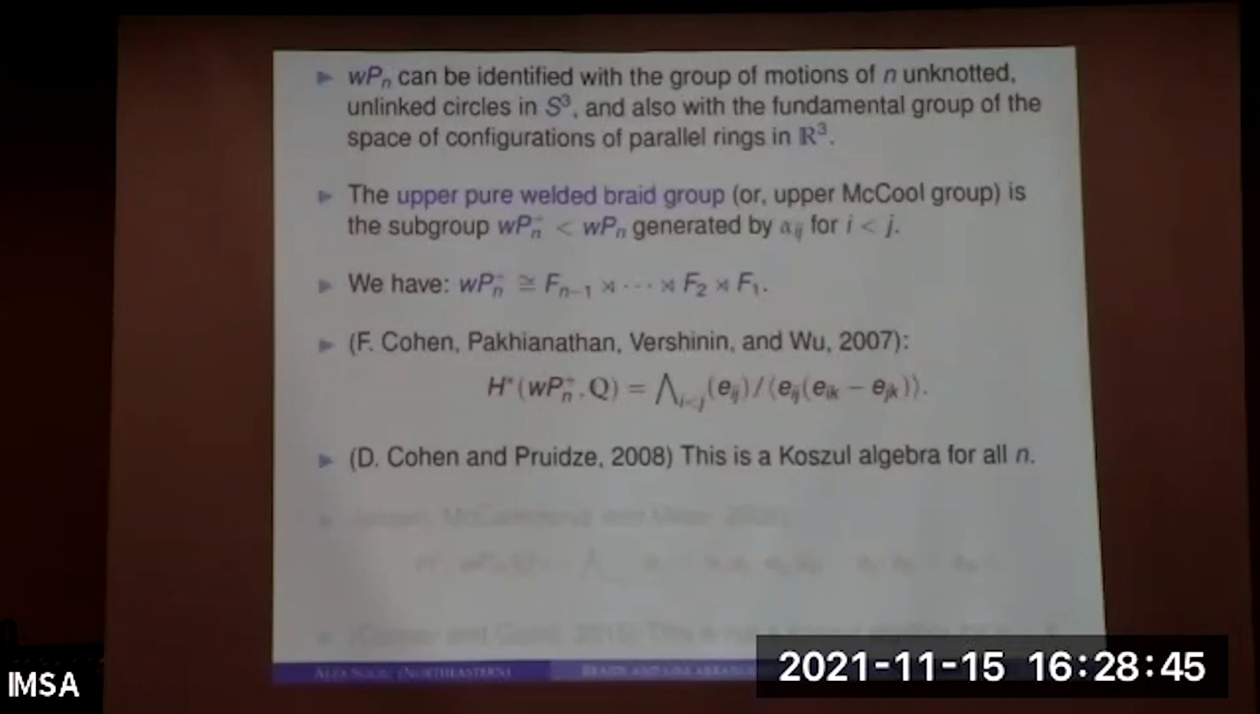Now it's again a similar product of three groups. Fred Cohen, with Pakianathan, Vershinin and Wu, computed the homology ring of WP_n plus with integer coefficients. It's an exterior algebra on n choose 2 generators, modulo a bunch of quadratic relations. And in fact, Dan Cohen, a student at the time, showed that this is actually a Koszul algebra. It's not just quadratic, it admits a quadratic Gröbner basis. It's a Koszul algebra.